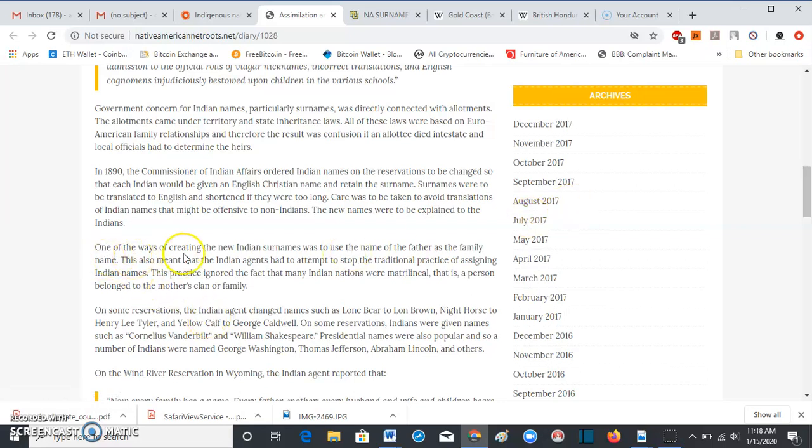So one of the ways to create a new Indian surname was to use the name of the father as the family name. This also meant that the Indian agents had to attempt to stop the traditional practice of assigning Indian names. This practice ignored the fact that many Indian nations were matrilineal.